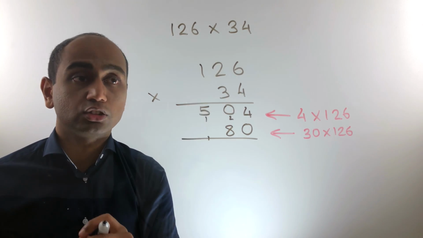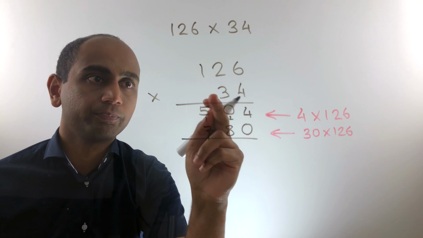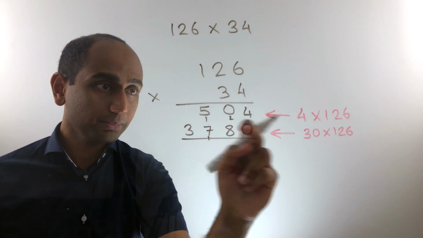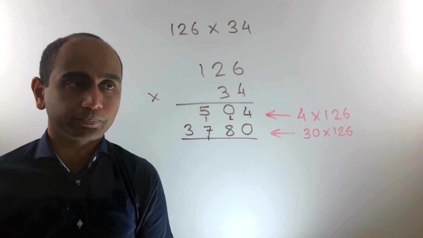3 multiplied by 2 is 6. Add on this 1, that gives us 7. 3 multiplied by 1 is 3. So this number here is actually 30 lots of 126.